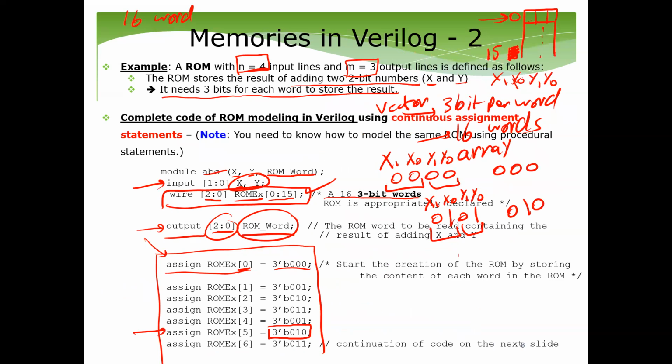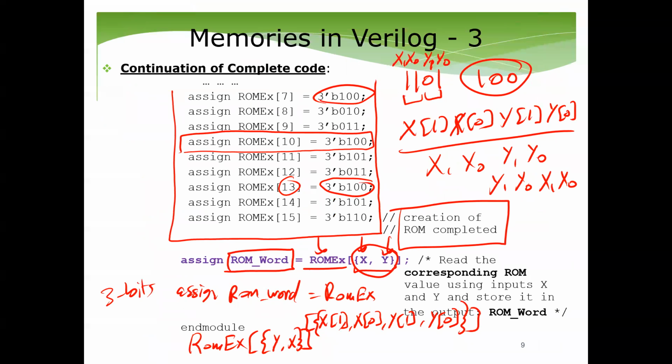Okay, so in creating a memory, there are three steps. Step one, declare your input, output, and the structure that you're going to fill the memory in. Step two, fill the memory with data. So for each address of your memory, you have to fill data. Step three, assign a value for the output depending on the address. What is the address? It has to be a combination, a concatenation of your input.